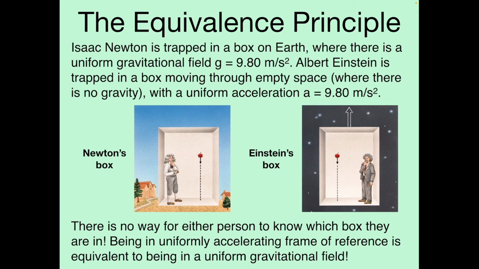So the question is, is there anything that either of them can do to figure out which box they're in? Is there any sort of experiment they can do inside of their box to figure out which one they're in? And it turns out the answer is no. Every single thing that would happen in Newton's box also happens in Einstein's box. In other words, these are completely equivalent situations from the standpoint of physics. They're physically identical situations. In other words, being in a uniformly accelerating frame, like this, is physically equivalent to being in a uniform gravitational field, like this. That's what Einstein realized.